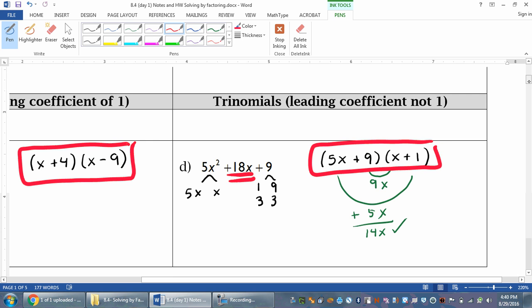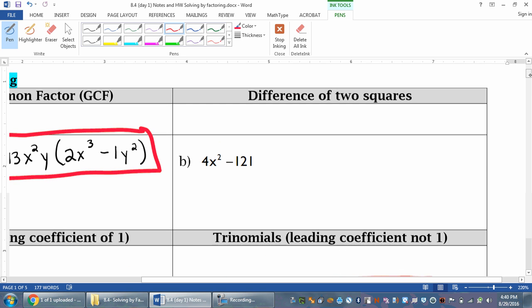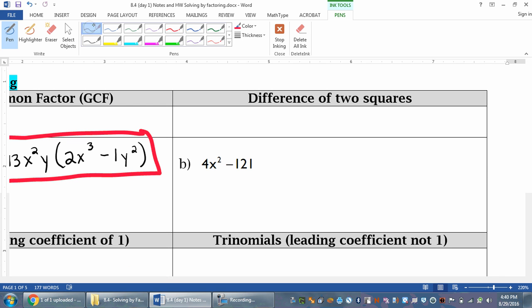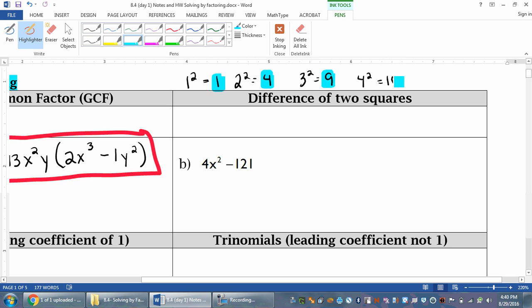And then let's go up to part B, difference of two perfect squares. So our perfect squares are, 1 squared is 1. 1 is the first perfect square. 2 squared is 4. What is the next perfect square? 3 squared is 9. That's the third perfect square. 4 squared is 16. That's the fourth perfect square. 5 squared is 25. And that's the fifth perfect square, and so on.